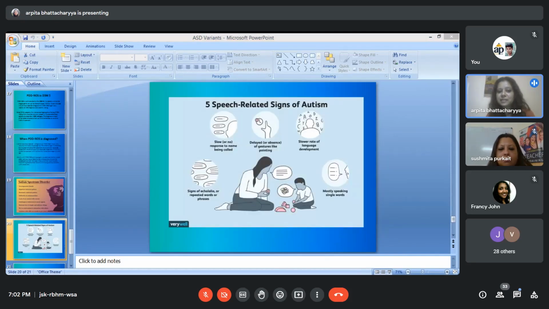Now, these are the red flag signs I'm coming to. If you are having these red flag signs for your child, you should definitely be consulting. You will be consulting whom? I'm saying that. So as you can see, I like to make it more broad.